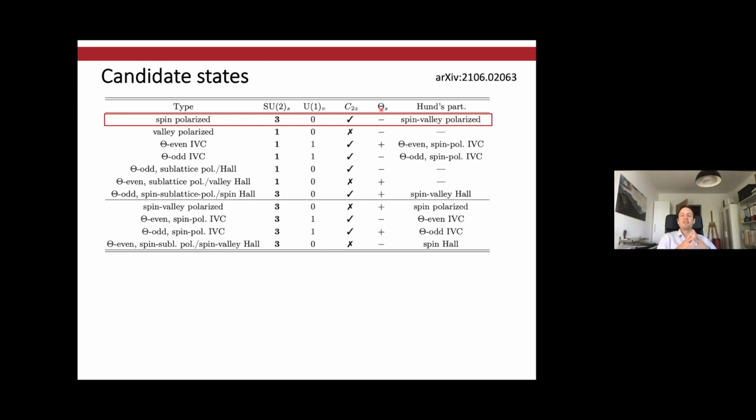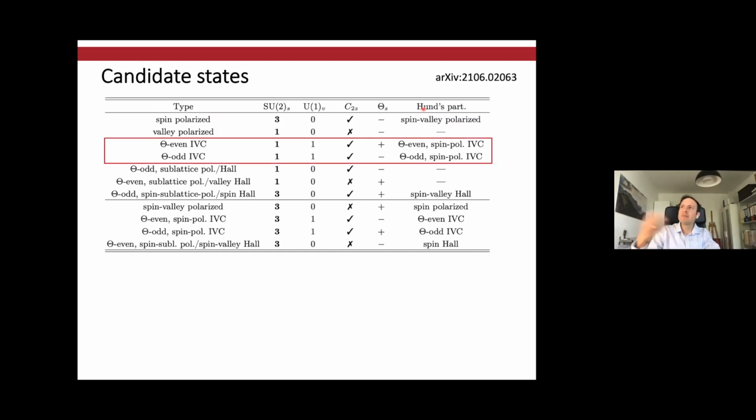Now, as I said, this model has an enhanced spin symmetry, this SU(2) plus SU(2) symmetry. This means that the spin polarized state will be exactly degenerate with another state, which you can think of as a spin valley locked or spin valley polarized state. The point is that in a realistic system, there will be some inter-valley Hund's coupling, which will favor this one or that one. We call these two states Hund's partners because when you change the sign of this Hund's coupling, one of them will transition into the other.